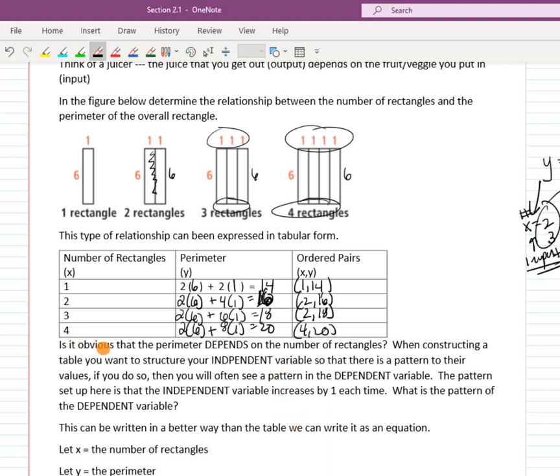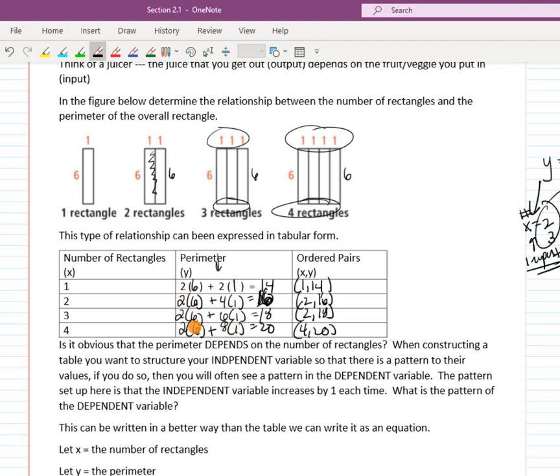So here, is it obvious that the perimeter depends on the number of rectangles? Okay, I think it is. The more rectangles we have, the greater the perimeter. The less rectangles we have, the smaller the perimeter. So when constructing a table, you want to structure your independent variables so there's a pattern to their values. I think we're seeing a pattern here. 2, 4, 6, 8. You're seeing all these ones here. So we'll talk about this pattern here in a moment.